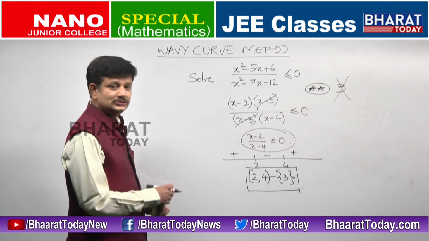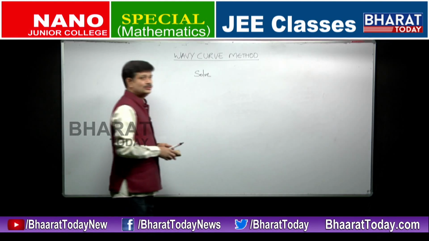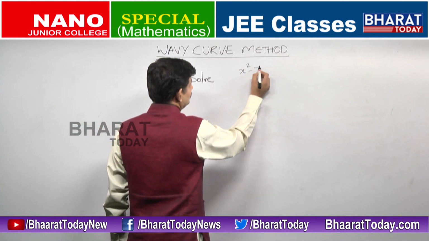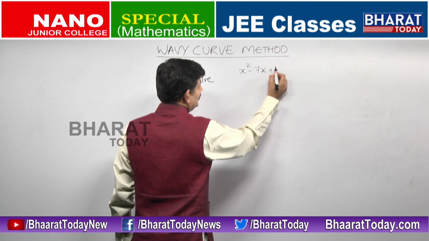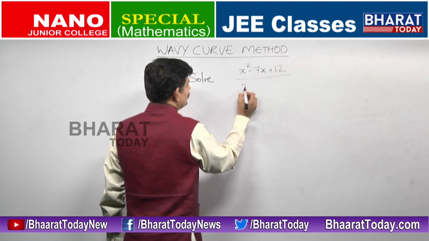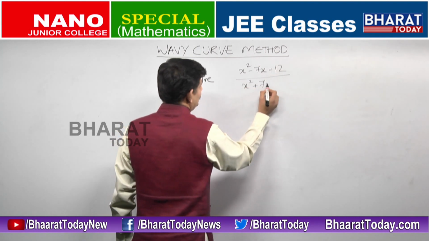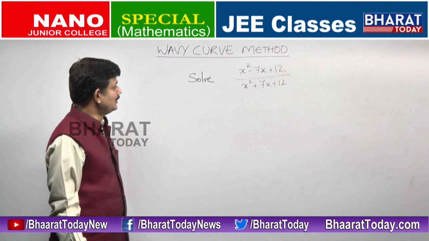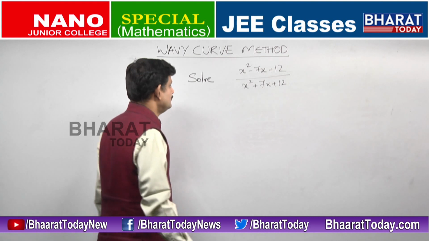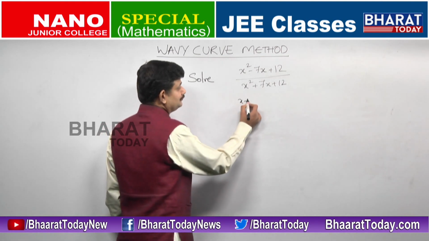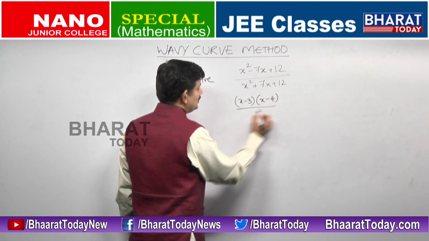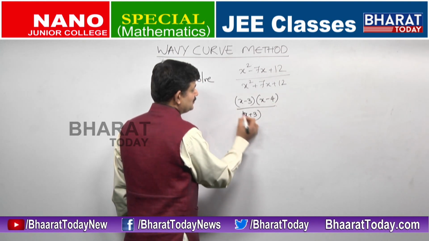So we will do some more such questions. I told you I will give you quadratic by quadratic, but I did not give you quadratic by quadratic. It came out to be quadratic by linear. So let me give you a question which is actually quadratic by quadratic. (x square minus 7x plus 12)/(x square plus 7x plus 12). Factorize numerator: (x minus 3)(x minus 4). Factorize denominator: (x plus 3)(x plus 4).